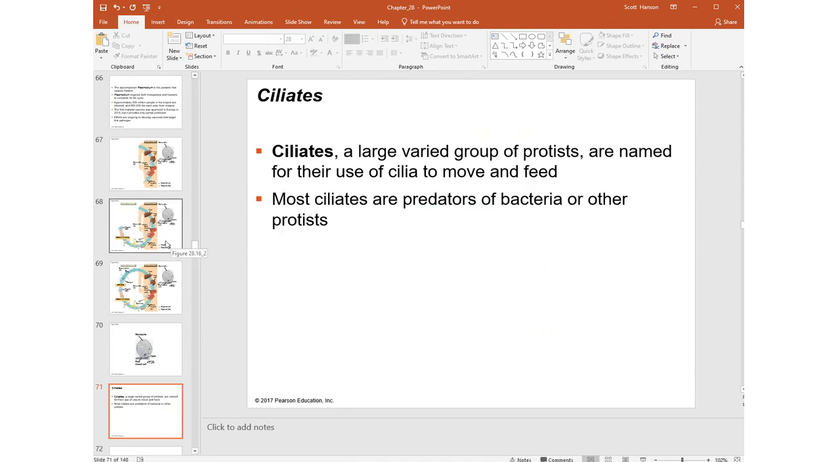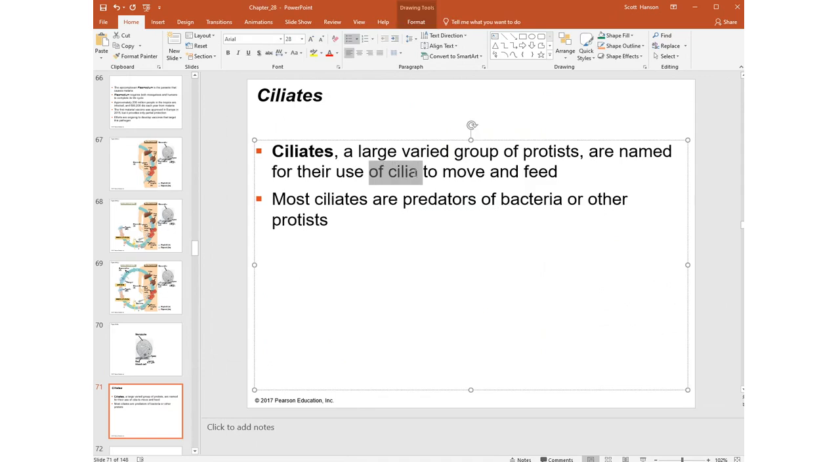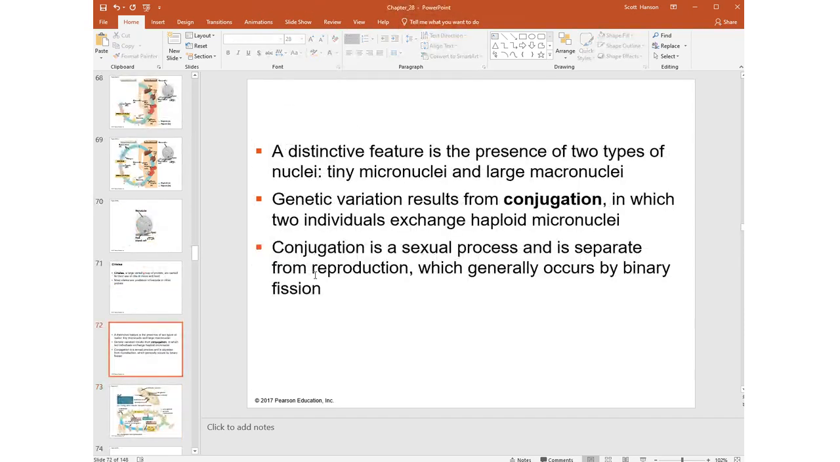This is the last type of alveolate. The ciliates are a large varied group, and they're named because they use cilia to move and feed. Most of them are predators of bacteria or other protists. And cilia are molecularly pretty much the same as flagella. The only difference is that usually a cell has more cilia than flagella, and also cilia are usually shorter than flagella. And we'll probably see some pictures.